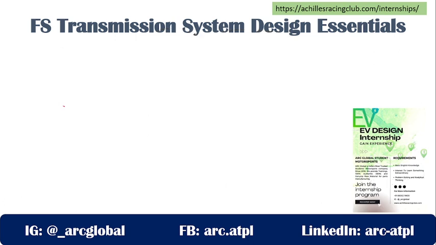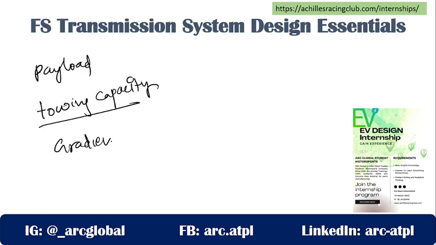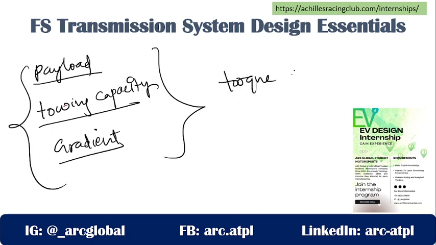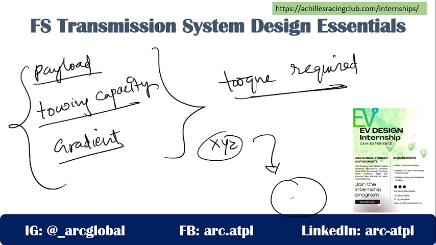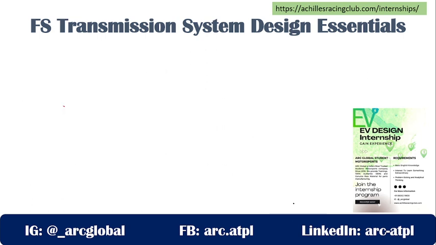Now, if you know that you need higher torque at your tire, you have calculated the payload that you want, and the towing capacity that you want. If you have calculated the gradient that you want, then on the basis of these three factors, you can find out the maximum torque required. Your engine is producing XYZ torque, you need to convert it, and accordingly you will select the tire size. So the tire size is always a compromise between the velocity and the torque required.